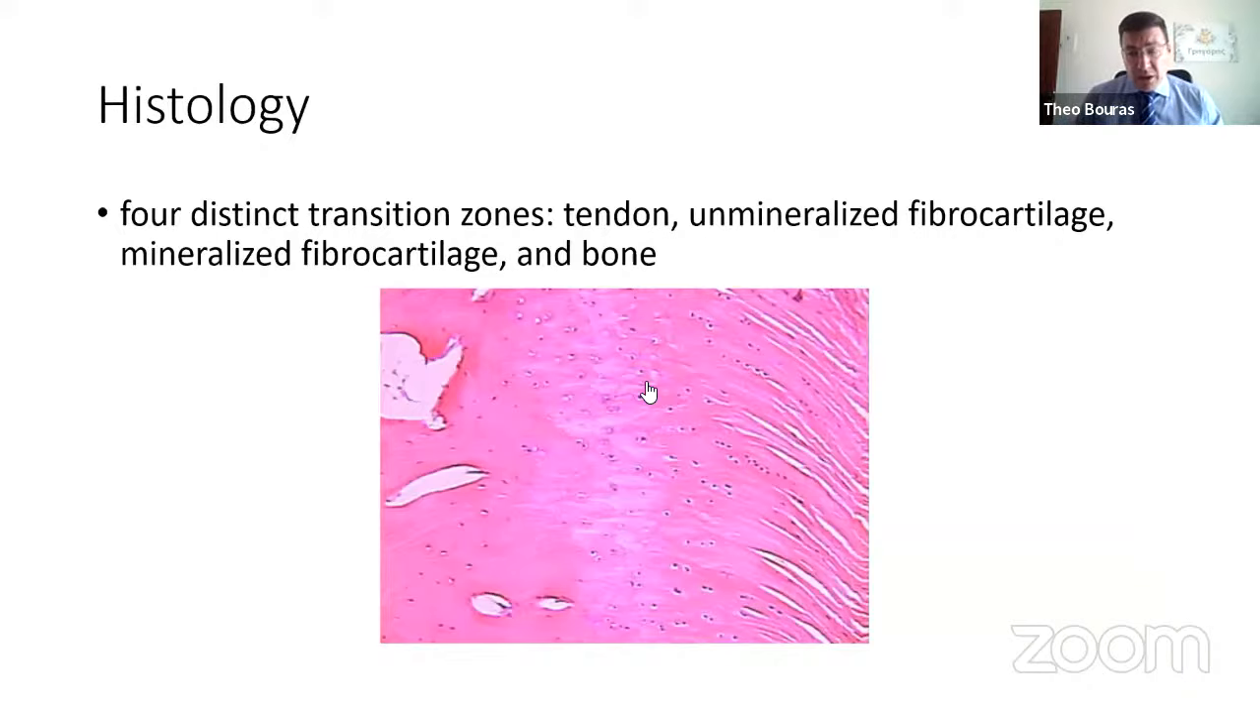A few words about histology, because basically this is what we try to reproduce when we reconstruct the ACL. It's very important to understand the four distinct transition zones in the footprint of the ACL: the ligament, the unmineralized fibrocartilage, the mineralized fibrocartilage, the so-called Sharpey fibers, and then the bone.